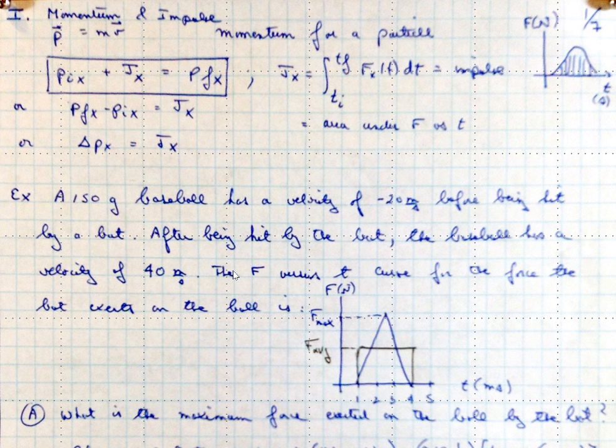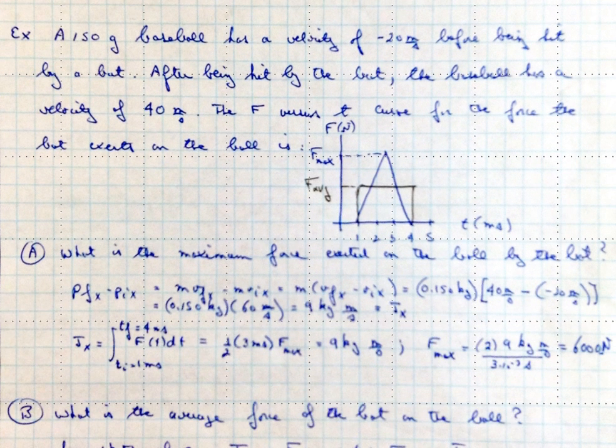Imagine that the F versus t curve for the bat is this blue triangle-shaped curve. In that case, what we're being asked to find is the maximum force exerted on the bat, in other words, what this F max is. The overall idea here is we know that the change in momentum is related to the impulse, and the impulse is the area under the curve here.